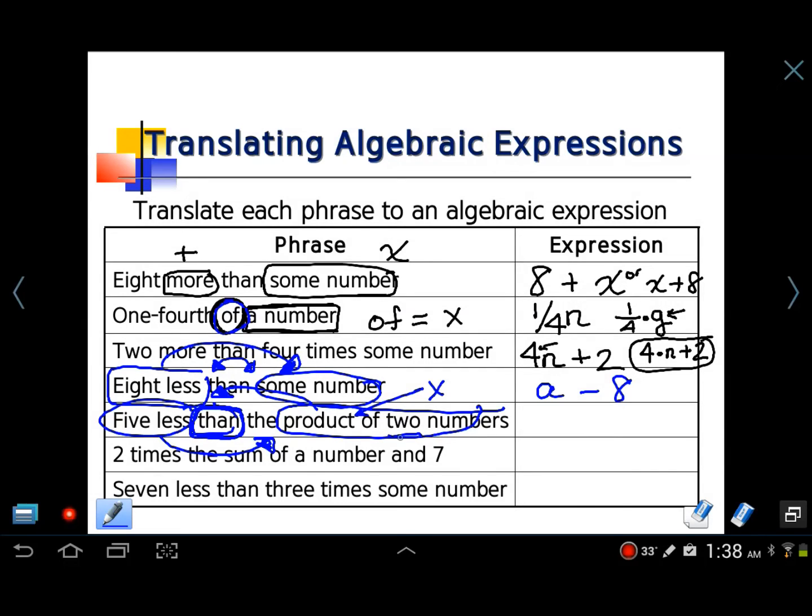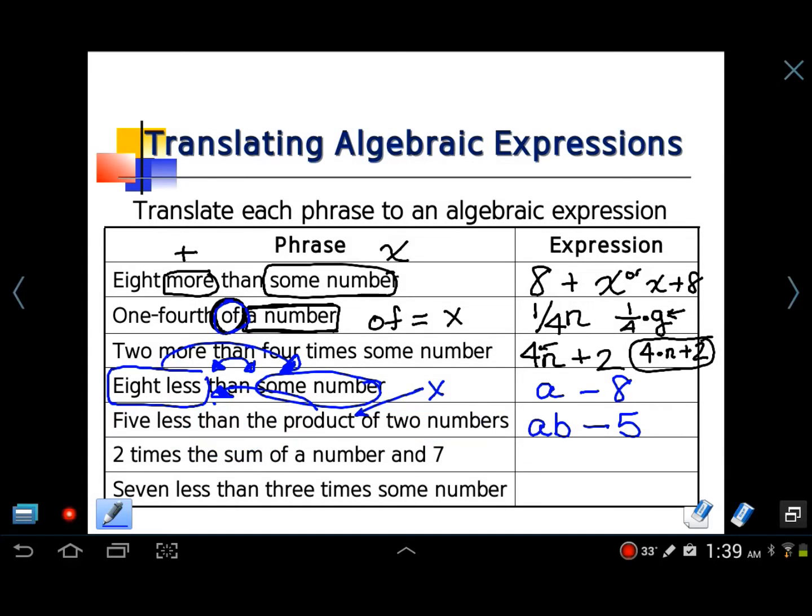Now, this is a little bit confusing, but it says 2 numbers. I'm going to assume those 2 numbers are different. So I'm going to say the 2 numbers are A and B. A is one number, and B is another number. I know they're letters, but they stand for numbers. They represent numbers. And then 5 less than that would be minus 5.